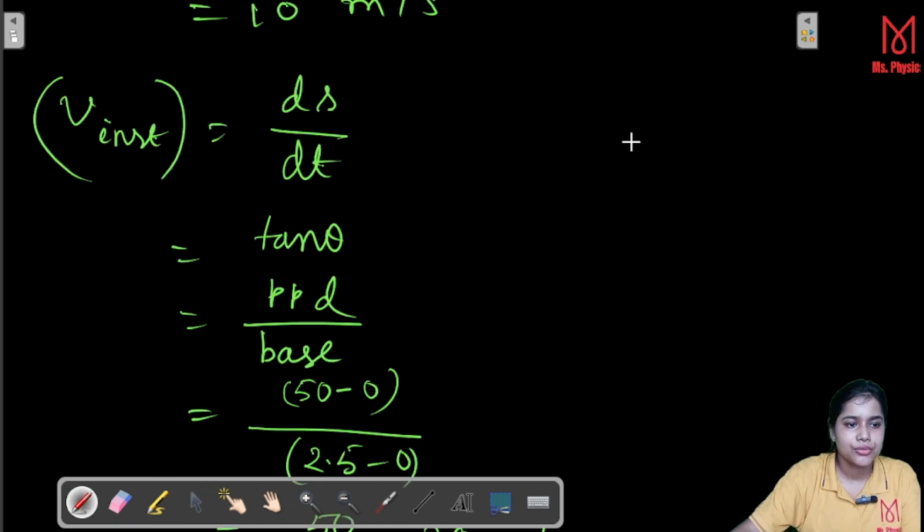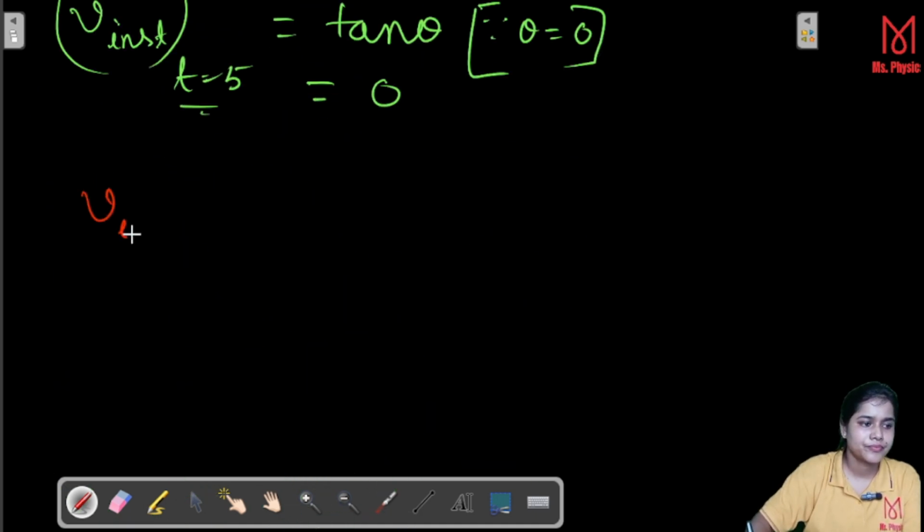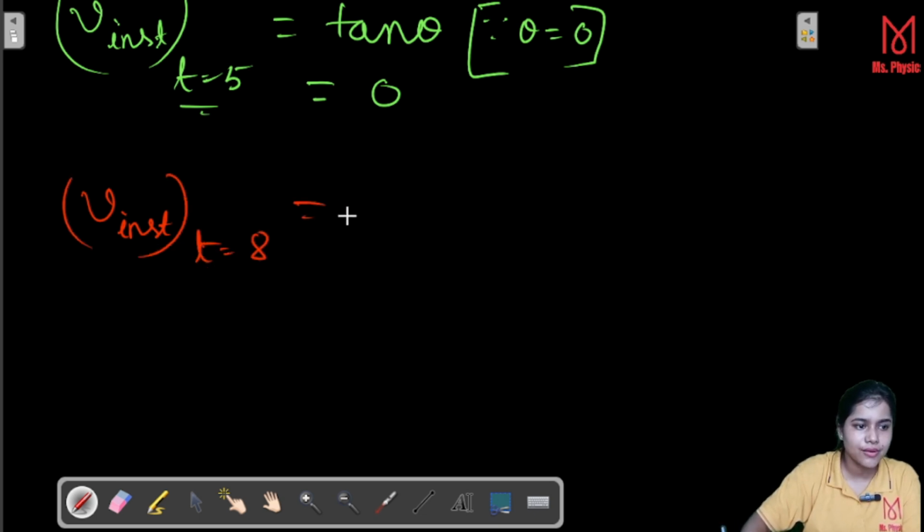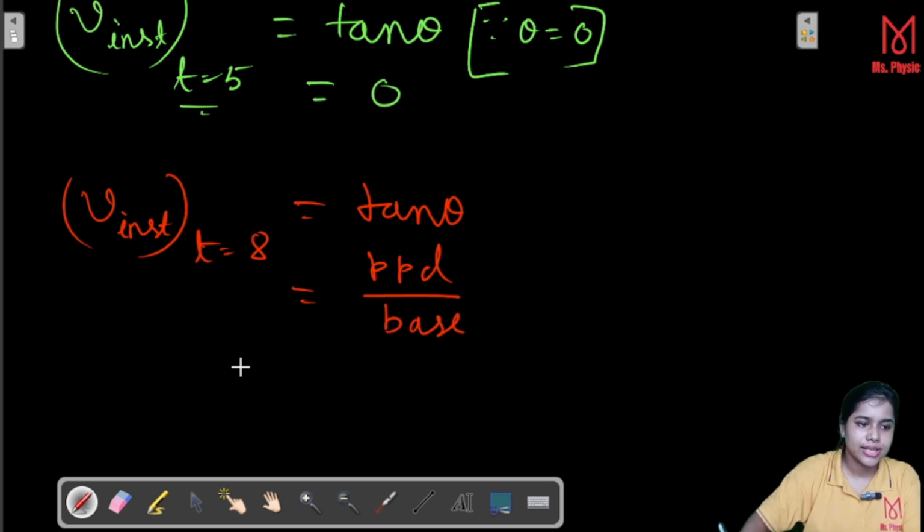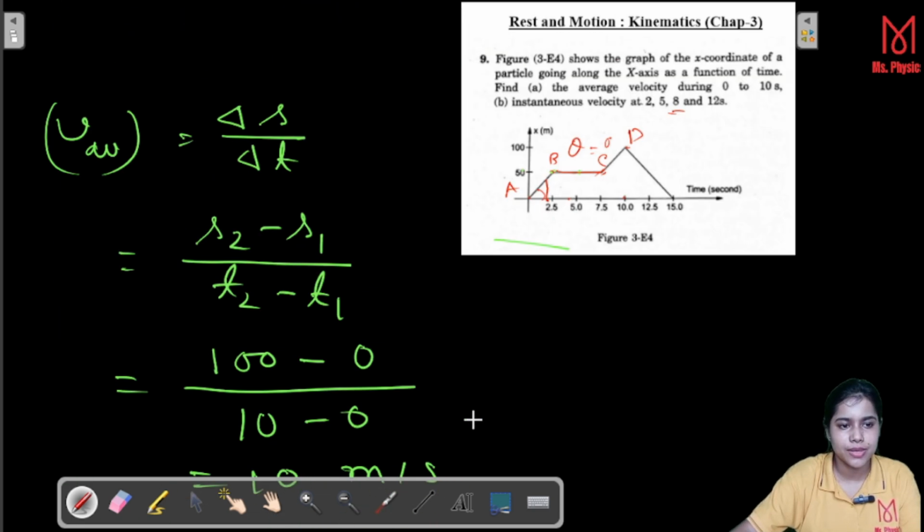So therefore you have V instant at t is equal to 8. Now here you see what we are doing. Again the same formula, tan theta is equal to perpendicular over base, which is S2 minus S1 over T2 minus T1. Now see what the values of them are. Here the maximum displacement is 100 and the minimum is 50, and the time values are 7.5 and 10, right? These are the values of them.